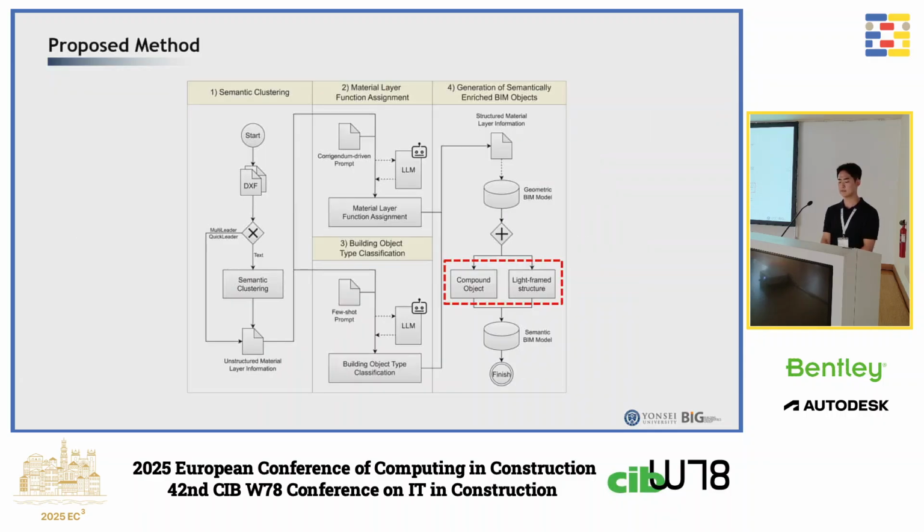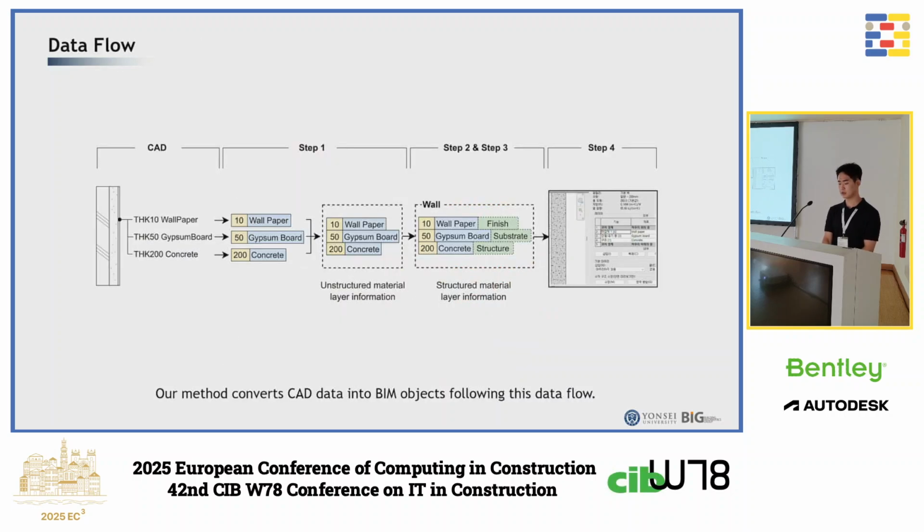Finally, we generate semantically enriched BIM objects using the processed material layer information. Using the BIM authoring tools API, we create compound objects that contain multiple material layers on top of the geometric model. Here is an example and the data flow of our method.